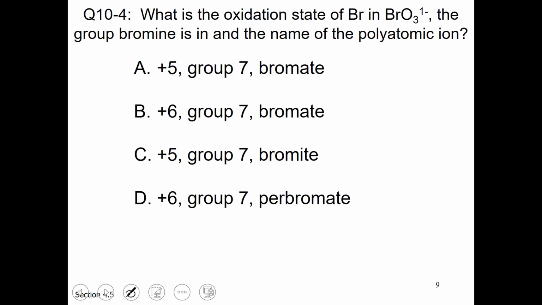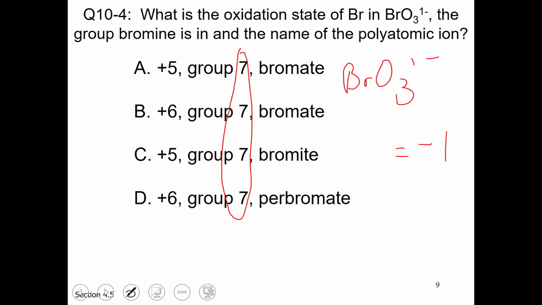So here's an example. What is the oxidation state of bromine in BrO3-, and which group is bromine in, and the name of the polyatomic ion? Okay, once again, group number not in question. So if we look at BrO3-, we have to add up to 1-. The 3 oxygens at -2 must be at -6. So I do believe we're at +5.